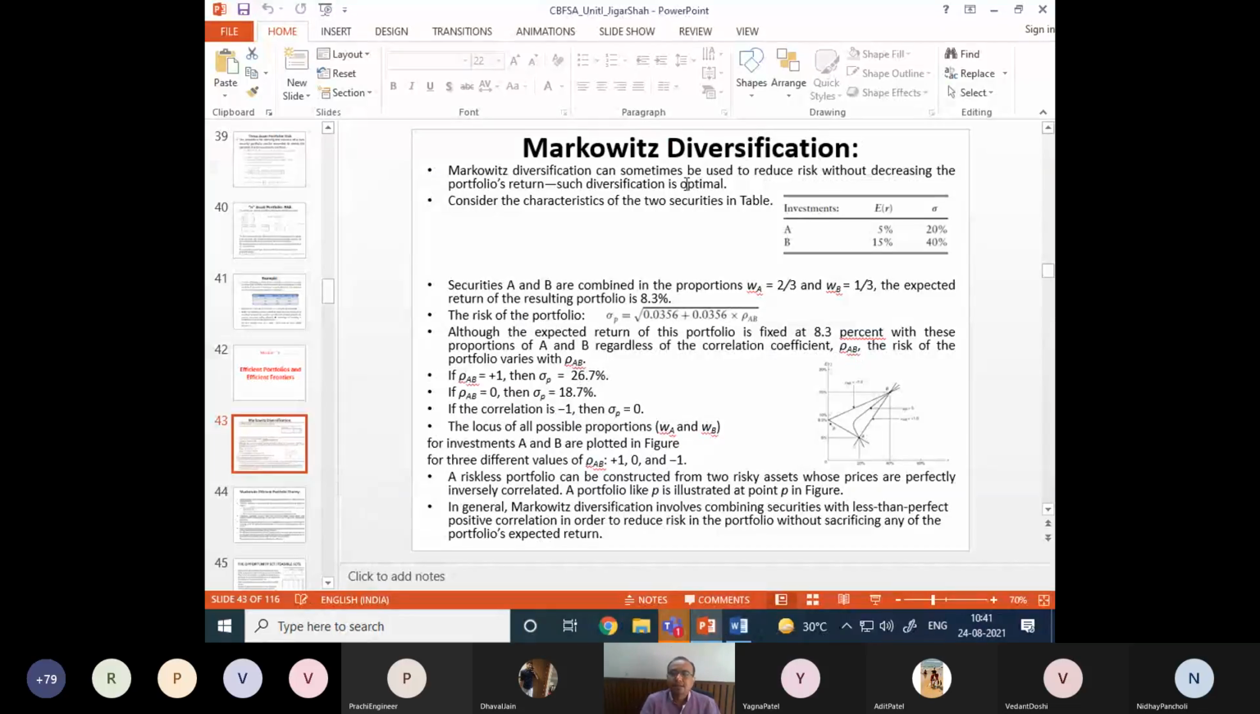So now we study a very important theory in mathematical finance, which is called Markowitz portfolio theory, also called Markowitz diversification, right? The portfolio must be diversified such that the risk is minimized. So what does it mean? It is used to reduce the risk without decreasing the portfolio's return. Remember, such diversification is optimal. So we are now finding an optimal solution. We don't want to compromise on return, but we want to reduce the risk.